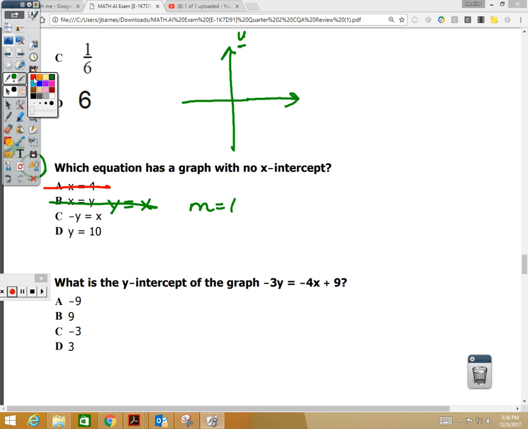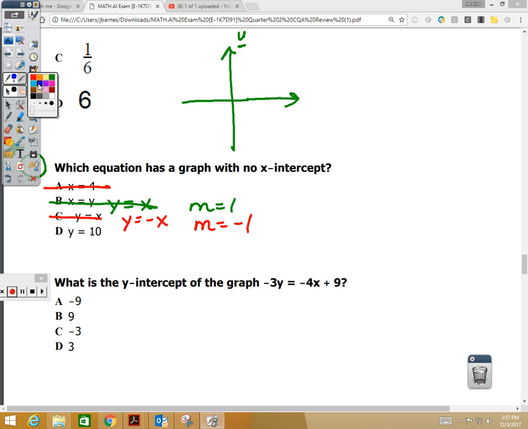C. It says negative y equals positive x. So positive y would equal negative x. So what's the slope in that? Negative 1. So again, it's going to intercept because it has a slope.